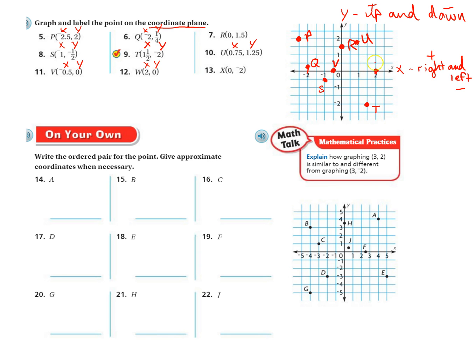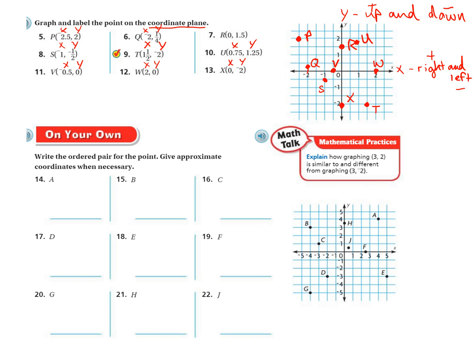And that is going to be point W. And lastly, point X. Remember, the first number in the ordered pair is X, the second number in the ordered pair is Y. So X says don't move right or left, so I don't move right or left, I just stay right here. And then Y, I move -2, negative is down, so I move down to where they have 2, and that's where I put my point, and that is point X.